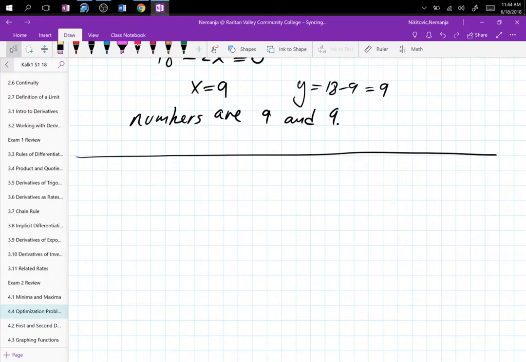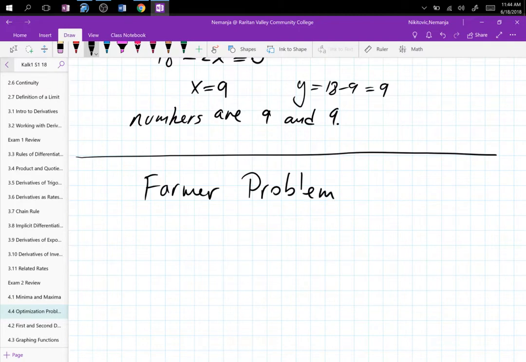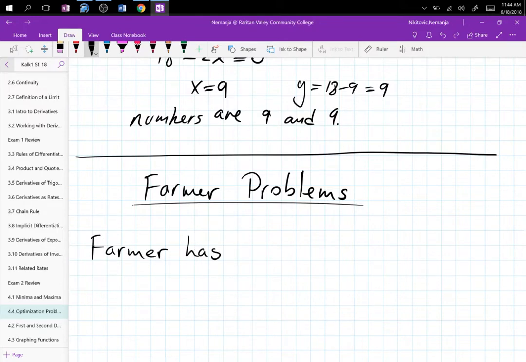So let's talk about very popular farmer problems. So what do you do? Farmer has, let's say, 2,000 feet or 2,000 yards of fence.